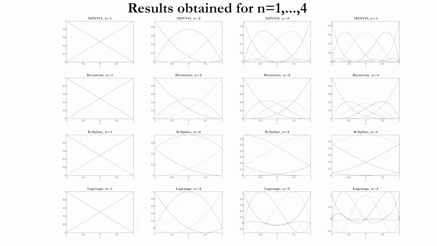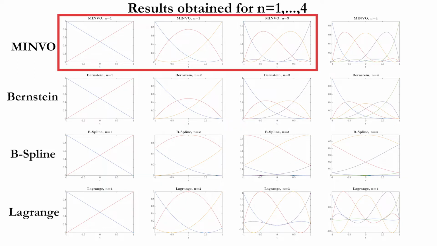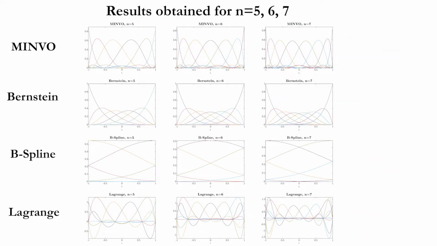Using sum of squares programming, we obtain the solutions shown here. We compare them with the Bernstein, B-Spline and Lagrange bases. By using moment relaxations and branch and bound, we prove that the solutions for n equals 1, 2, and 3 are globally optimal solutions. These are the results for n equals 5, 6, and 7.